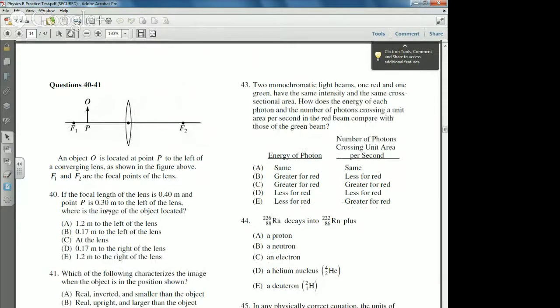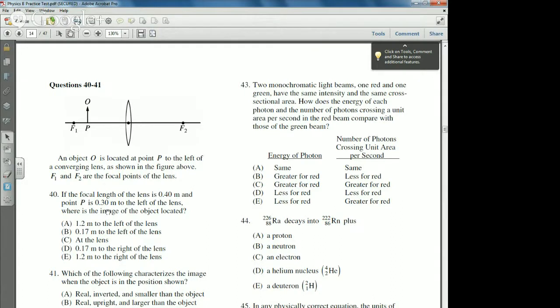All right, 43 is actually a hard question because I didn't really teach the second part of the question. Now, 43, you should be able to take a good guess, though. Even if you don't know the answer, because of the second part, I taught you the first part.